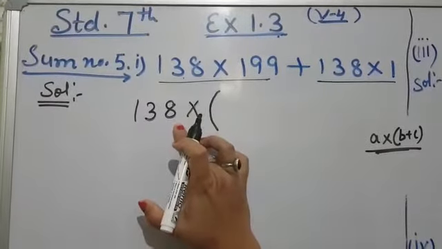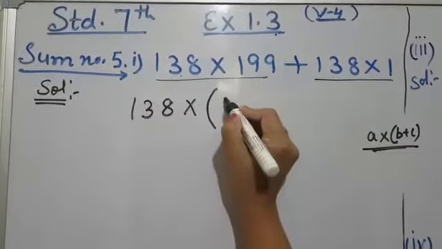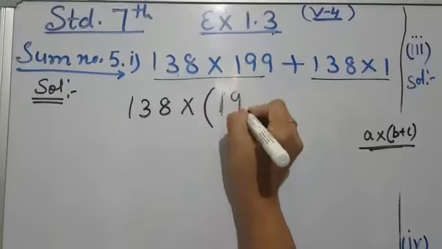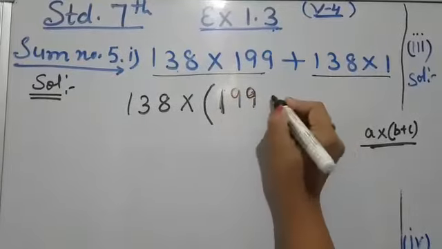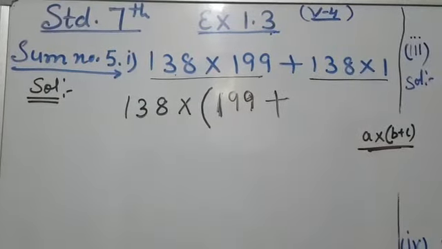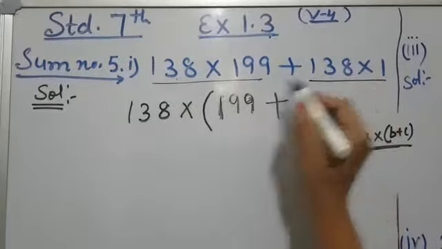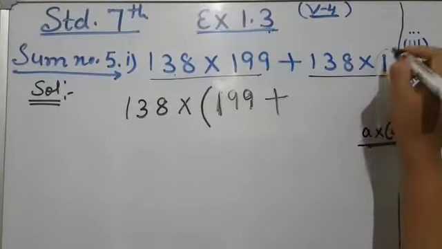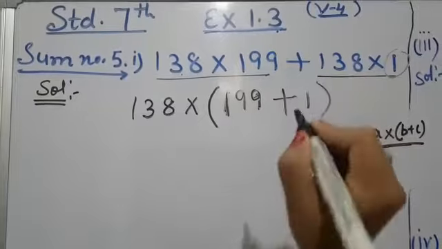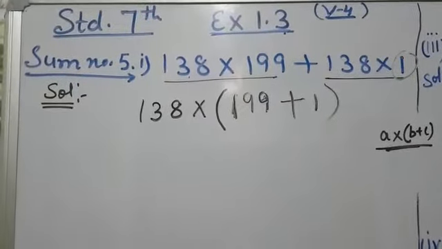Now from the first term, I will see what is left. 138 is already written there. What is left? 199. Plus, 138 is there outside. So what is left there? 1. So I will write my 1 here. Bracket close.